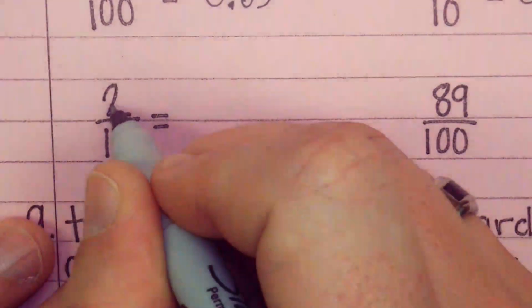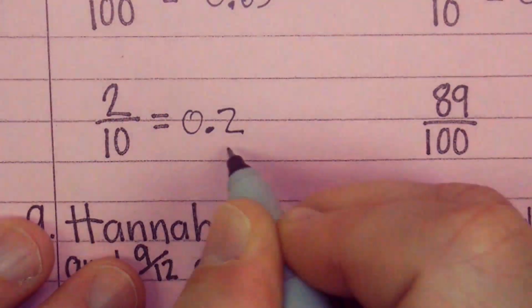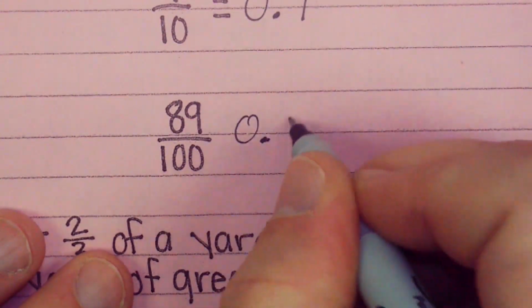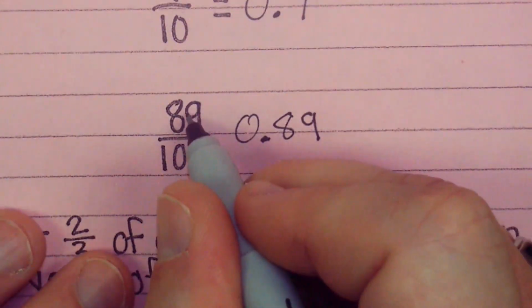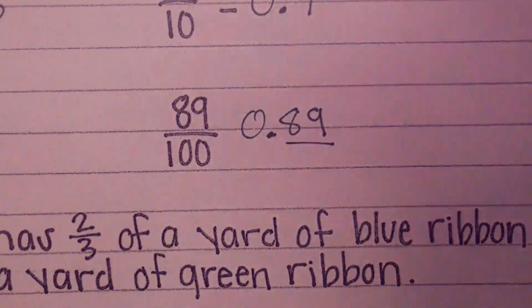Okay, once again, 2 tenths. What would our green number be? Well, it would be 2 strips, 2 tenths. 89 hundredths, 0.89. Because we have hundredths, we know we're going to need 2 digits after the decimal.